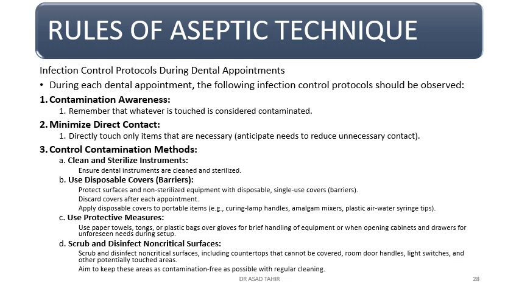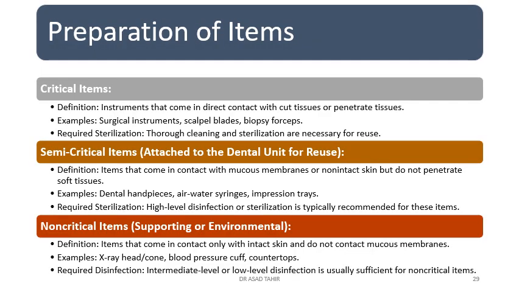D. Scrub and disinfect non-critical surfaces. Scrub and disinfect non-critical surfaces, including countertops that cannot be covered, room door handles, light switches, and other potentially touched areas. Aim to keep these areas as contamination-free as possible with regular cleaning. Preparation of items. Critical items. Definition: instruments that come in direct contact with cut tissues or penetrate tissues. Examples: surgical instruments, scalpel blades, biopsy forceps. Required sterilization: thorough cleaning and sterilization are necessary for use.